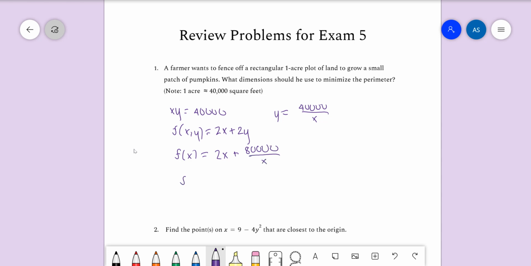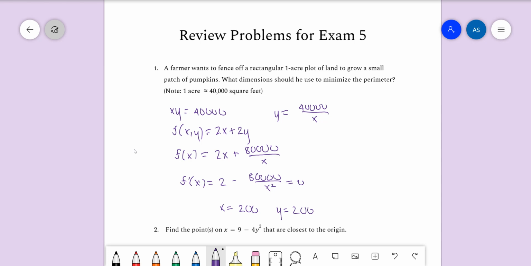Next, take the derivative and set it equal to 0. That's how you get your relative extrema. So we have 2 minus 80,000 over x squared, set equal to 0. Solving, x squared gives you 40,000, so x is technically plus or minus 200 once you take the square root. However, we don't want negative length, and it's not in our domain either. So we keep the 200, and x is going to be 200. y will also be 200.